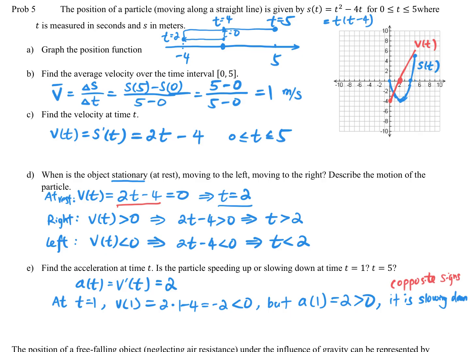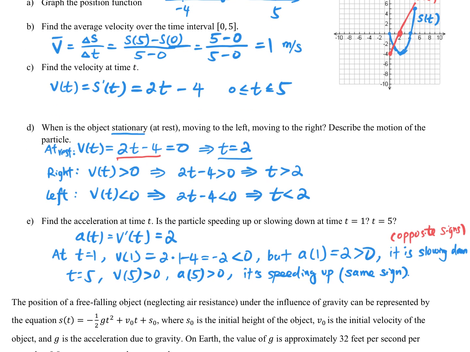Now at time equals 5, v of 5 is actually greater than 0, and a of 5, which is 2, is also greater than 0. It is speeding up. The reason? Because they have the same sign.